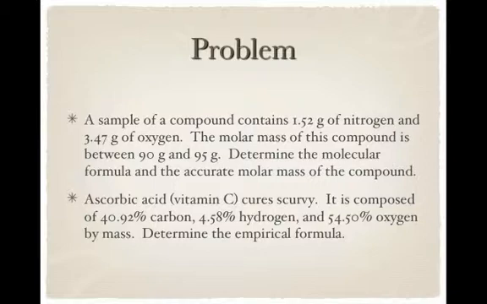So vitamin C is composed of 40.92% carbon, 4.58% hydrogen, and 54.50% oxygen by mass. So we're going to determine the empirical formula. So the first step, and there's the little box, but I'm just going to talk through the steps. First step, what color of ink should I use? Green? Pink. Give me the percentages, 40.92%.